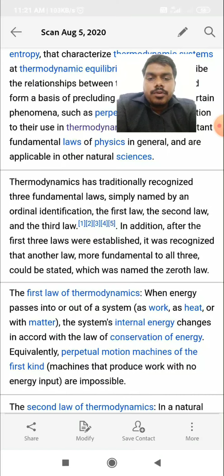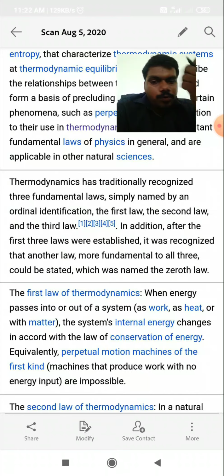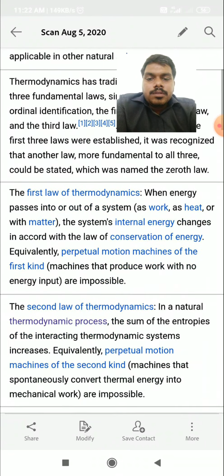The first law of thermodynamics. When energy passes into or out of the system in the form of work, heat, or matter, the system's internal energy changes in accordance with the law of conservation. Conservation of energy you must know. This is the first law.